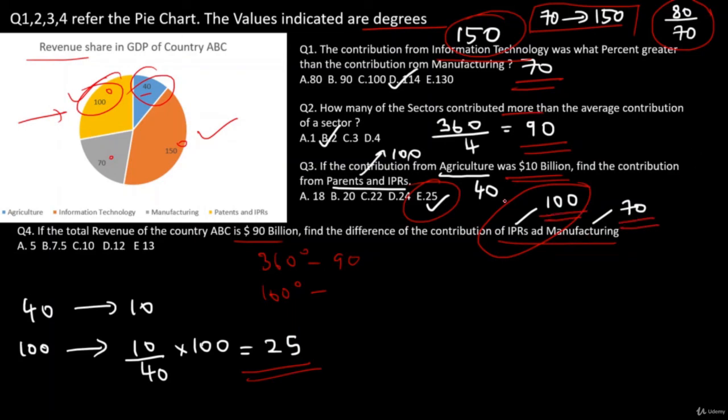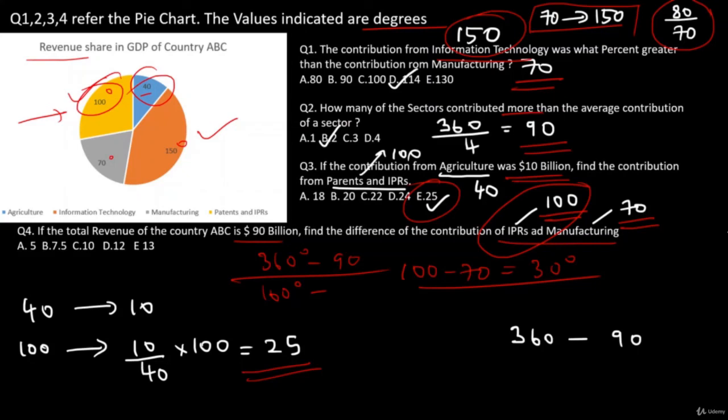So what is the difference in degrees itself? That would be 100 minus 70, which is 30 degrees, right? So over here, we know that 360 degrees is 90 billion, and you just need to find out how much is 30 degrees. And we use the same method that we used over here. So for 30 degrees, I would do 90 by 360 into 30. All right. And that gives me the answer as option B, which is 7.5 billion.